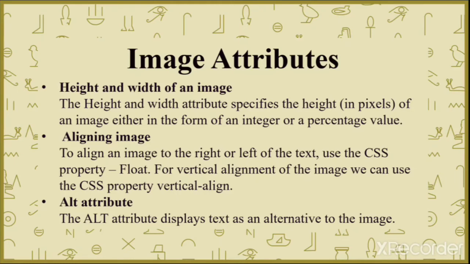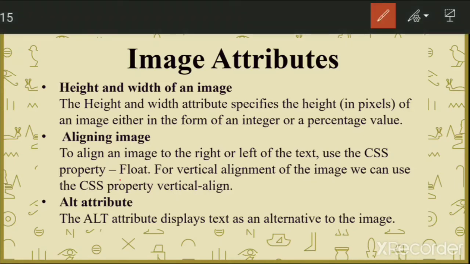Aligning an image means where you want to place your image on the web page. For this we have two properties: one is float and the other is vertical align. The float property is used for horizontal alignment. If you want to place your image on the left side, in the center, or on the right side, we have the alignments left, center and right.